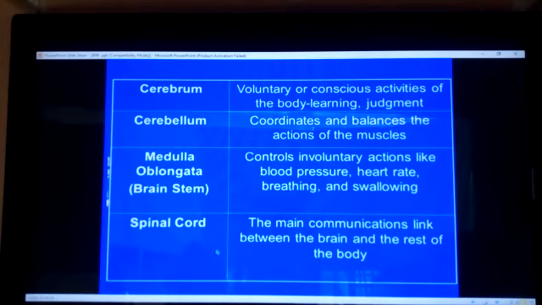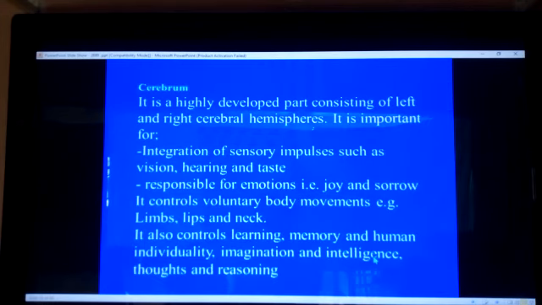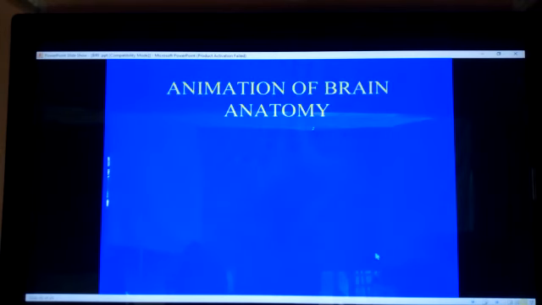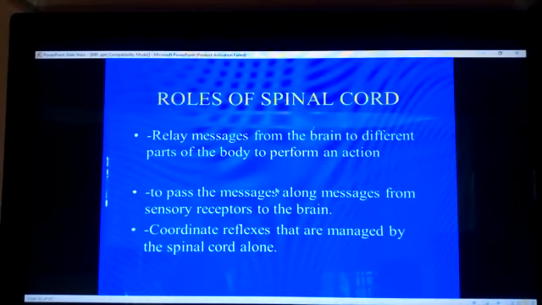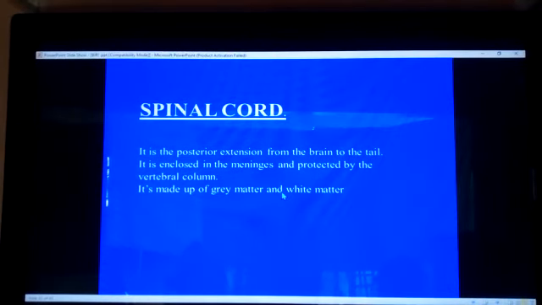And then finally, the other portion of the central nervous system is the spinal cord, which is the main communication link between the brain and the rest of the body, especially the lower parts of the body. So let's look at the spinal cord. The spinal cord is enclosed in the envelopes or the meninges, and further protected by the vertebral column.